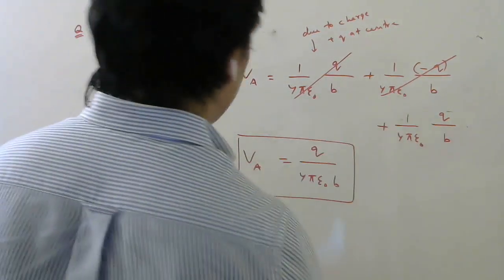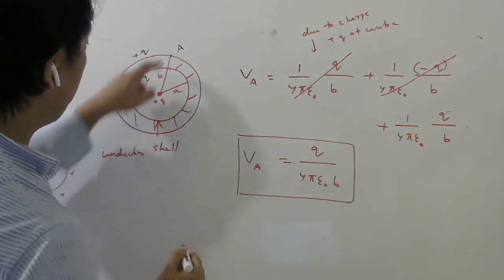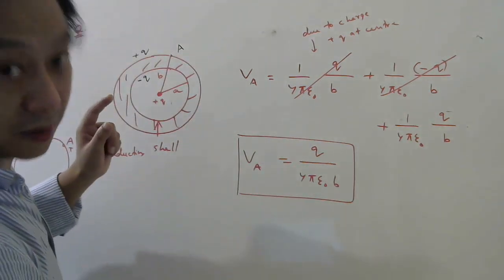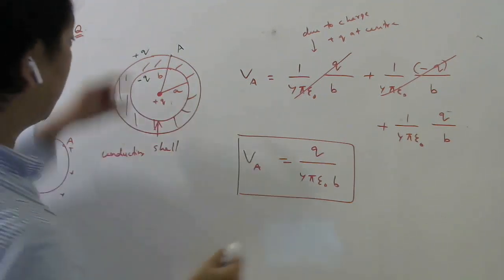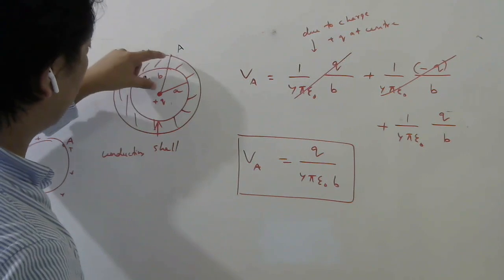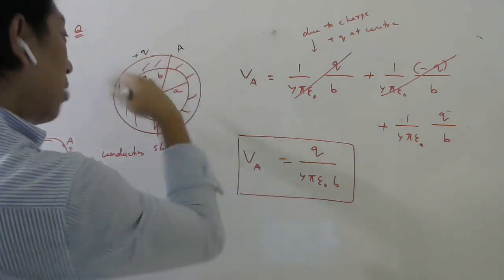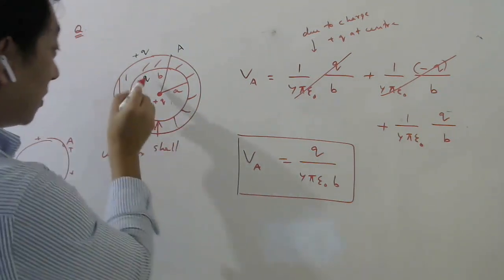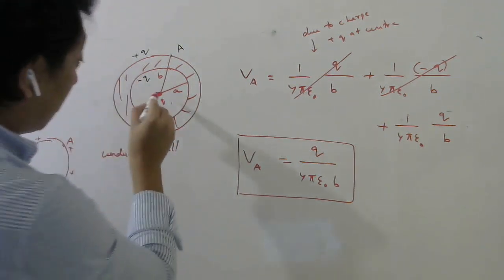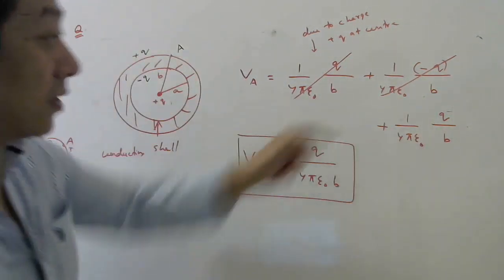These two got cancelled because I wanted potential at this point. So for this charge, this point is outside. And for outside, you have to use the distance between the center and the observation point. So center to observation point is B. Similarly, for this charge also, where is this point? Outside only. So the formula will be same, 1 by 4 pi epsilon naught, but charge is minus Q, and from center to observation point. So these two get cancelled. So this is the answer.